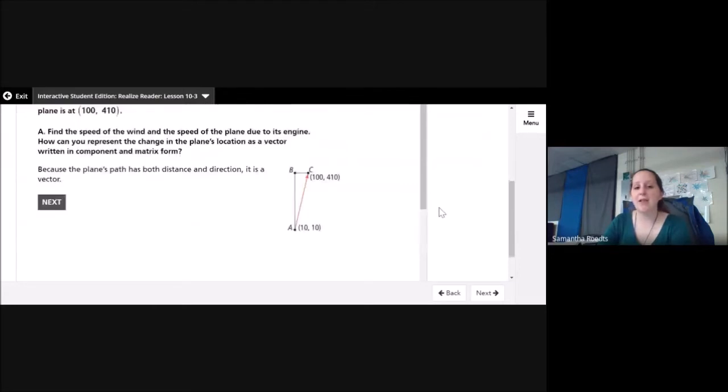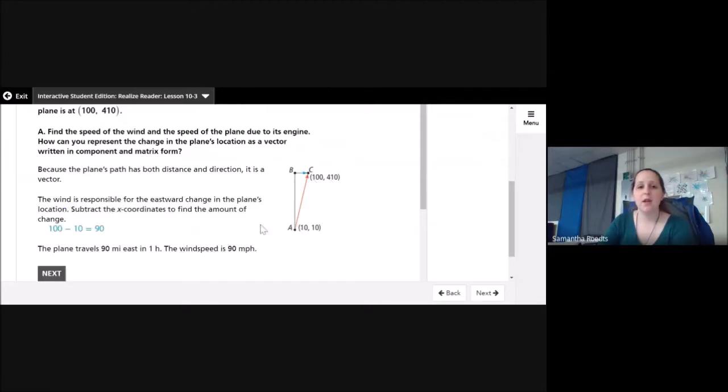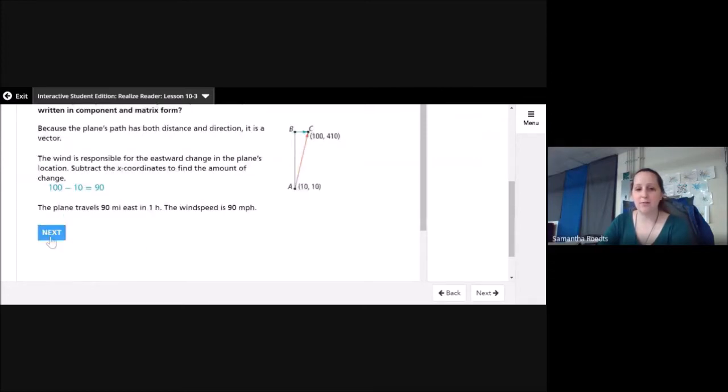So because the plane's path has both distance and direction, it is a vector. Here I start at my original point, 10, 10, and my terminal point, my ending point, is at 100, 410. The wind is responsible for the eastward change in the plane's location. So I subtract the x coordinates to find the amount of change, 100 minus 10, which equals 90. So the plane travels 90 miles east in 1 hour. The wind speed is 90 miles per hour.